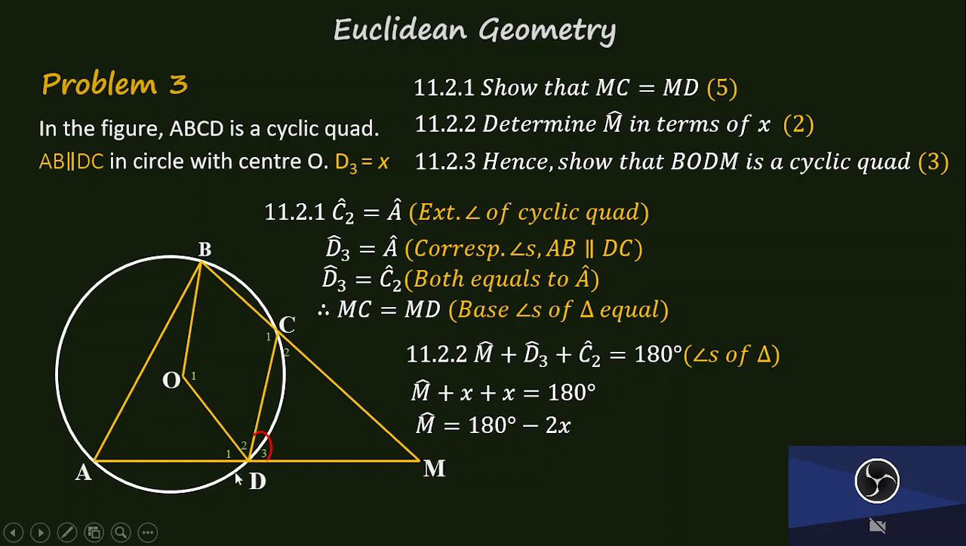But now you need to show that it does have the characteristics of a cyclic quad. What are those characteristics? That the exterior angle equals the opposite interior angle, or that the opposite angles add up to 180 degrees. They are supplementary. So if you can show that the opposite angles are supplementary, or the exterior angle equals the opposite interior angle, you would have shown that this is a cyclic quad, right?